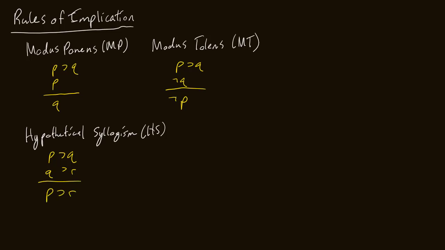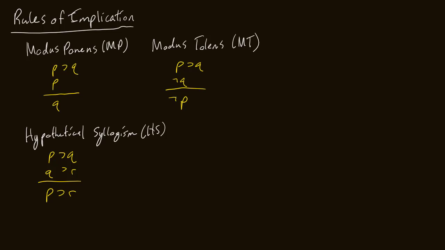So let's say P is I go to the store, Q is I get apples, R is I make apple pie. And so I'm given that if I go to the store, I'll buy apples. And I'm also given that if I get apples, I'll make apple pie. So we can reasonably conclude that if I go to the store, I will be making apple pie. Because if I'm going to the store, I'm getting apples, and if I'm getting apples, I'm making apple pie. Thus, if I go to the store, I'm going to be making an apple pie.